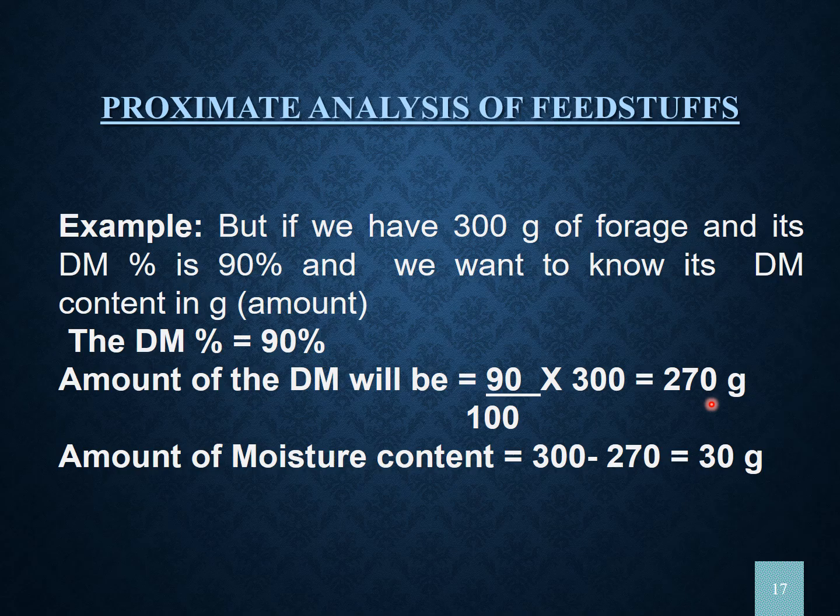And then if you want to calculate the amount of moisture in grams also, you can subtract 270 from 300, which is the total grams of forage, to give you 30 grams of moisture. It's also very easy.